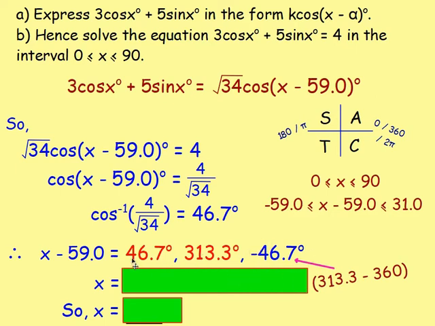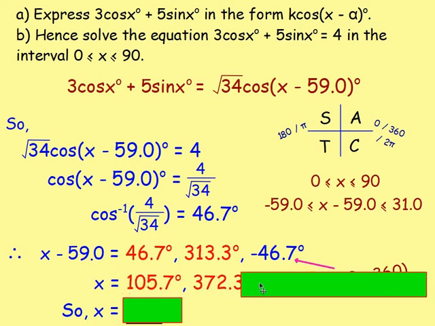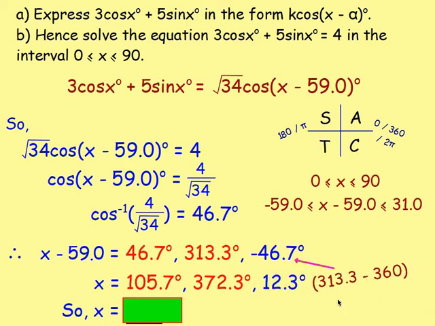I'll work through it with these ones in red, just to show you that this does not work. But if you add the 59.0 onto these answers, you'll end up with 105.7, you'll get 372.3, and the one that you want, the only one really that you need to write, is this, with 12.3, if you add on 59 degrees. So these answers here, you do not need them. They're outside the limit that you want. I'm just keeping them there to show you. It's these ones here in blue that you will use. So x equals 12.3 will be your only answer.